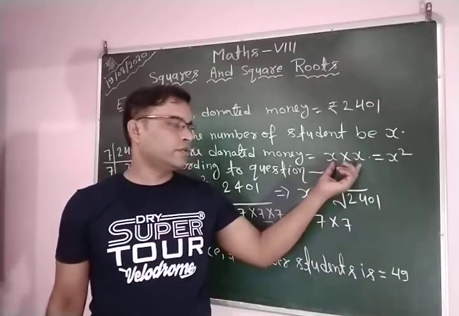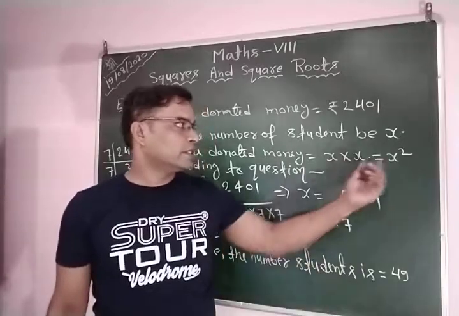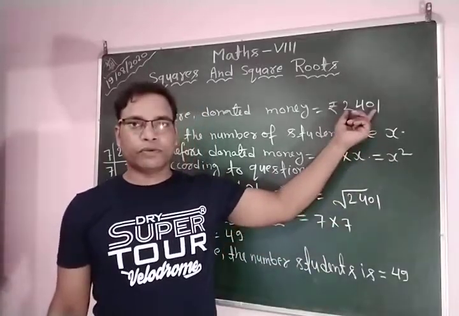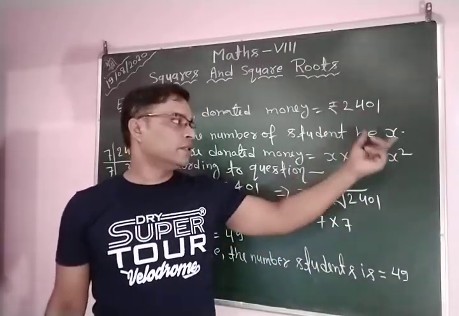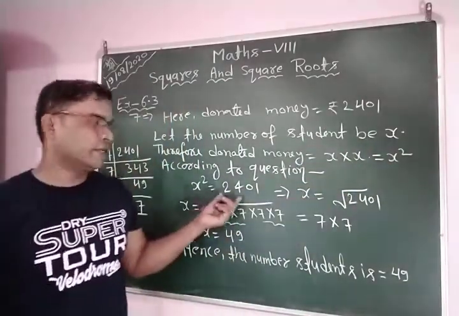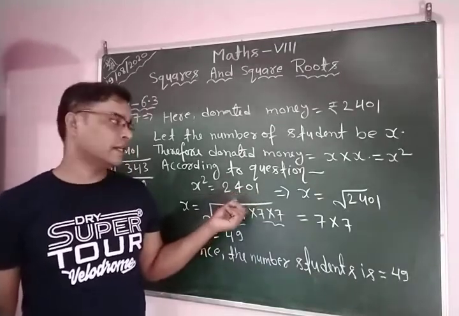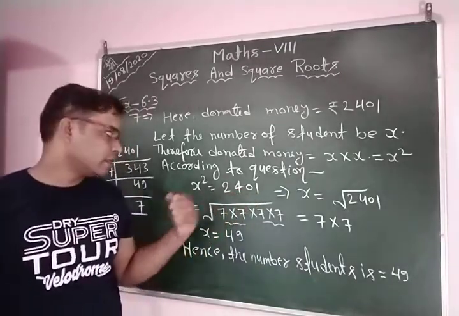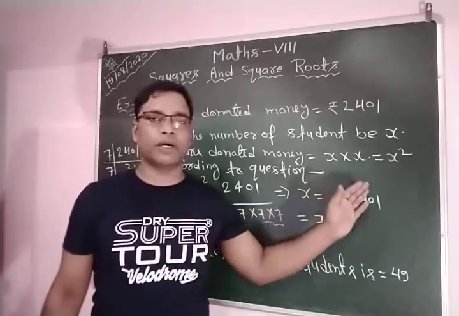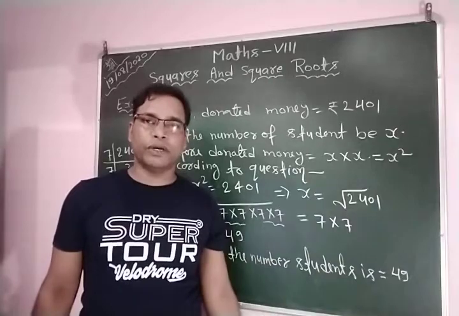So x into x is equal to x square. But according to the question, the amount given by the students is 2401. So you can write x square is equal to 2401. Here you can see, clear? Now after this we can write x is equal to the square root of 2401.